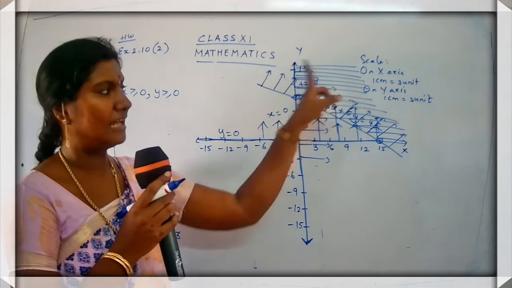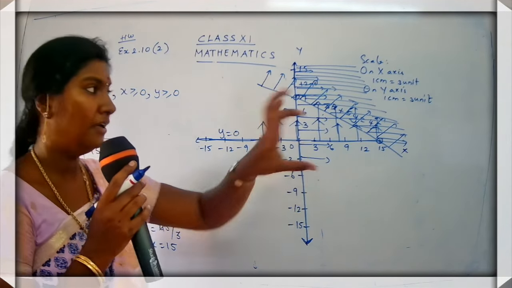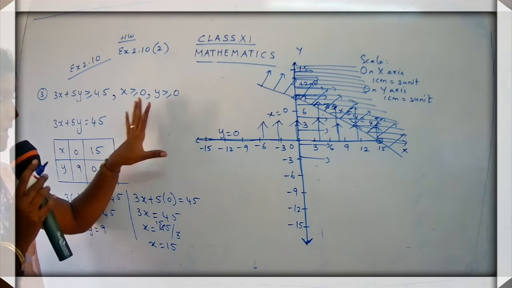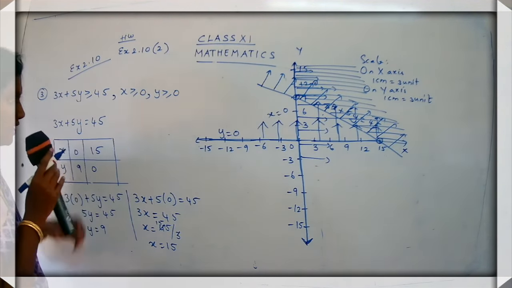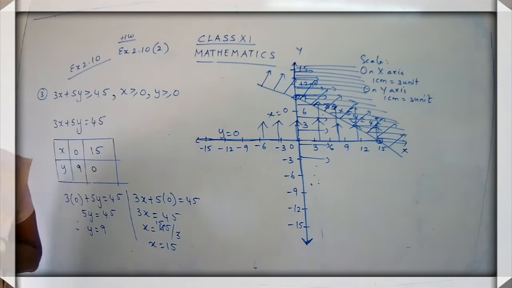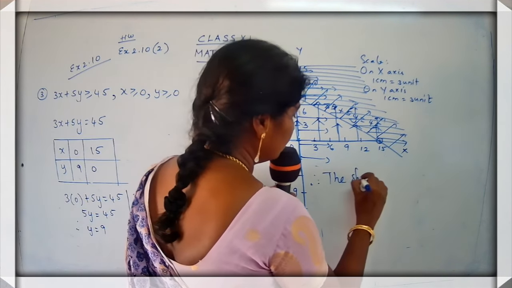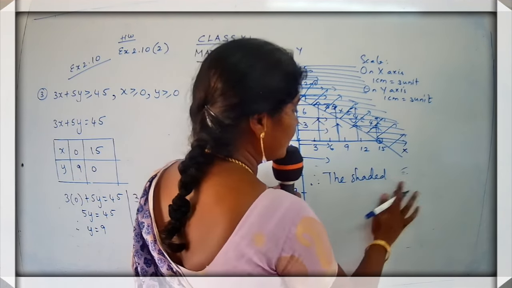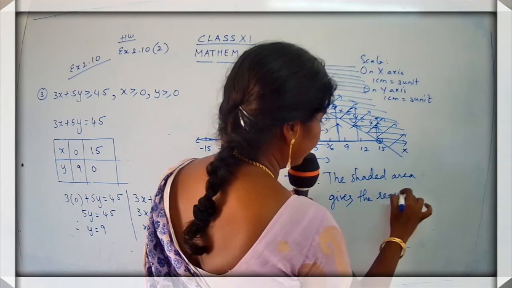Just see, I have drawn a line. This is the area where you have the common part of 3x plus 5y greater than or equal to 45, x greater than or equal to 0, and y greater than or equal to 0. So this is the answer, the shaded part. You can write the final answer. Therefore, the shaded area gives the required region.